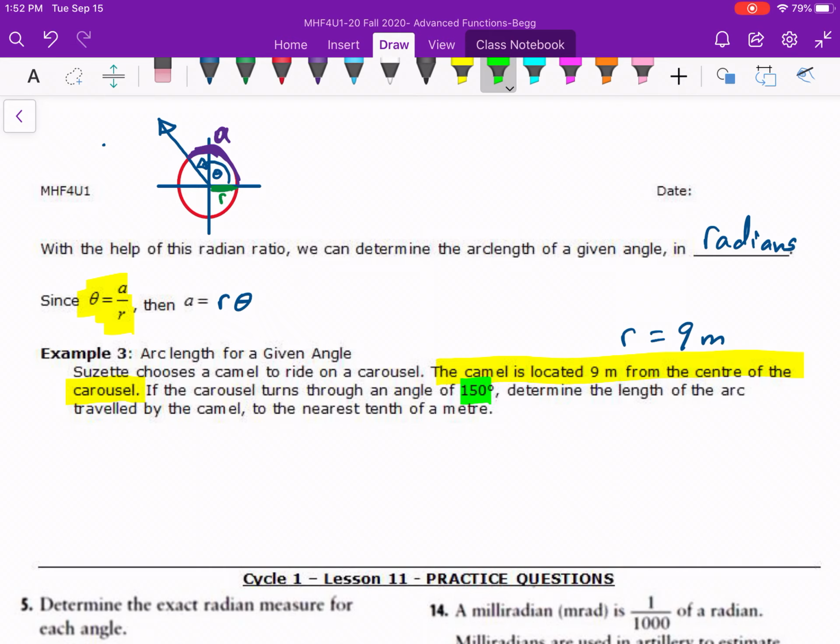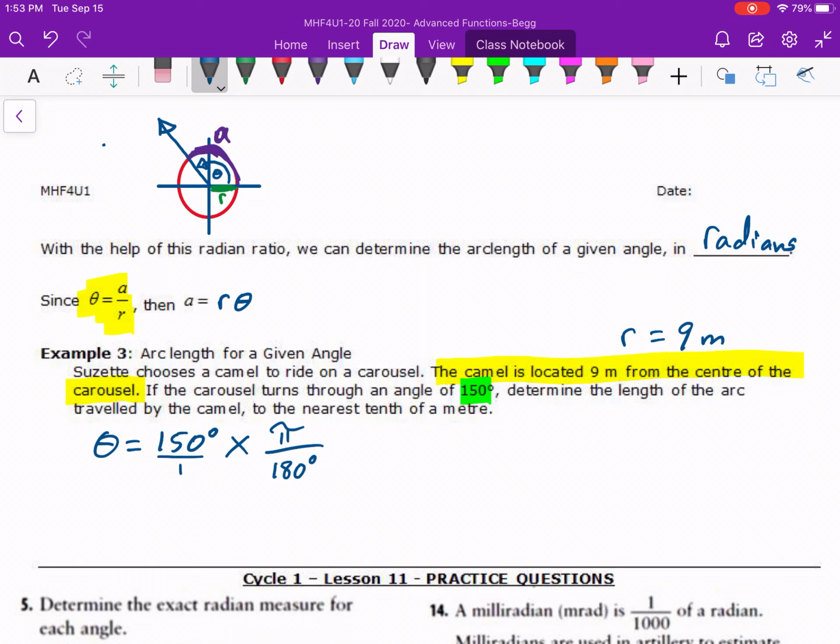Theta, we know in degrees. We know that theta equals 150 degrees, but in order to use this formula, theta equals A over R, it has to be in radians. So we're going to have to convert that into radians. But how do I know? Do I multiply it by pi over 180 or 180 over pi? Because you might not remember that. Here's how you remember. I know I'm going to do pi over 180 as my conversion, because I want the degrees to cancel out here.